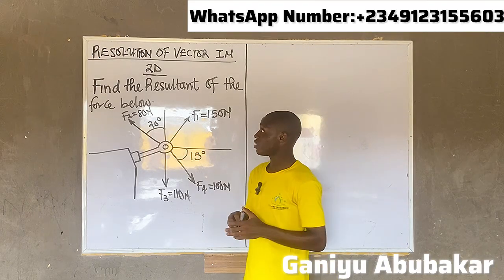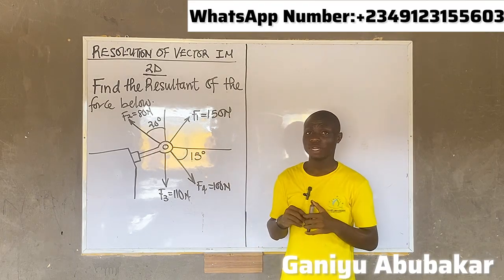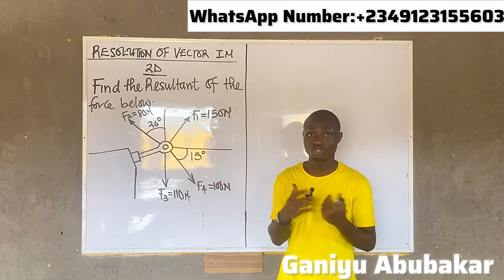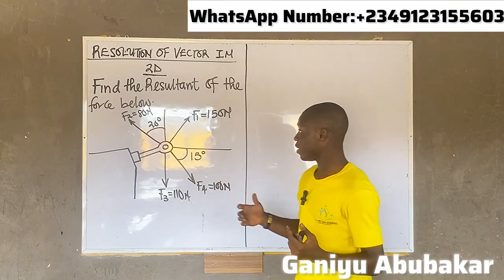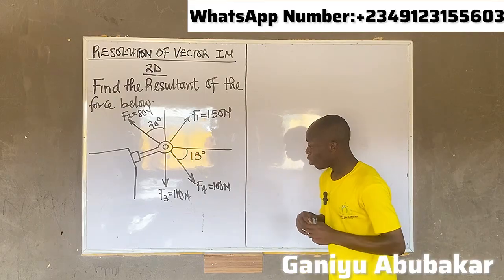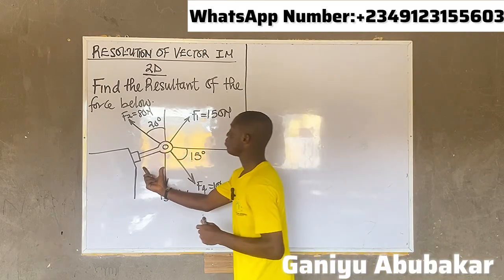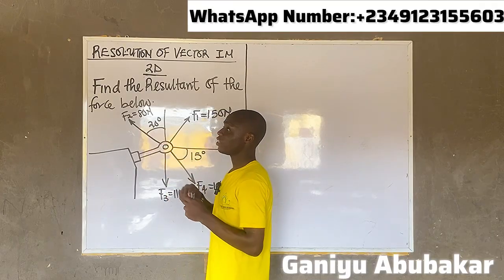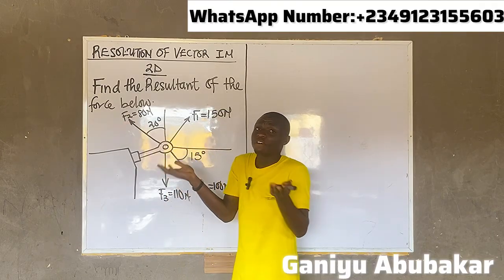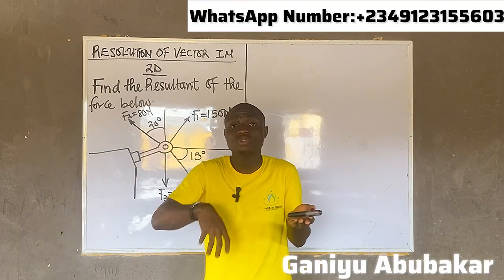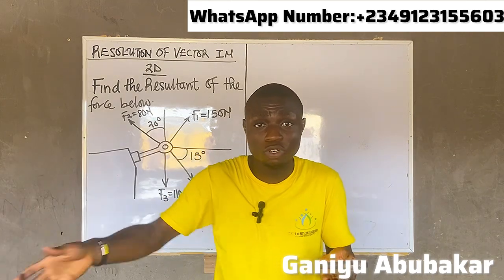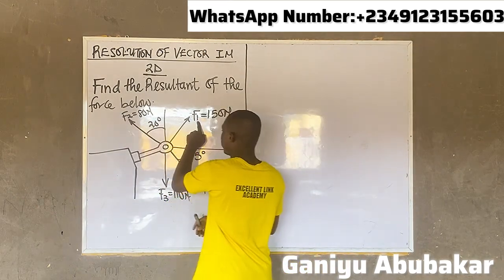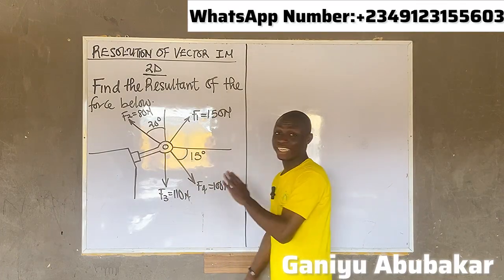Welcome back. So let's solve this third problem in the study of resolution of vector in 2D. For this case here, what do you do? Observe that the difference between this example and the second one we did is that for the second one, they didn't give us F1, F2, F3. We were the one that chose the values of F1, F2, F3. In this case here, F1, F2, F3, F4 are indicated here.